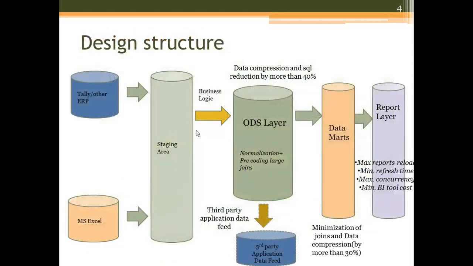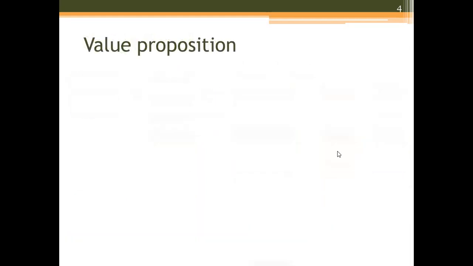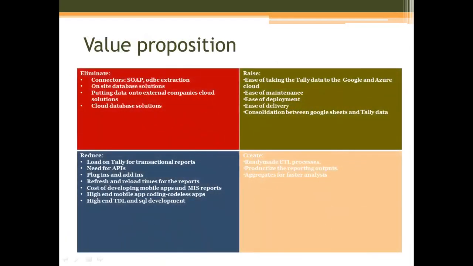So this is how we have designed the solution. Now, the value proposition here is that we are going to seek to eliminate connectors, swap, ODBC extraction. The on-site database solution, we will seek to remove it. Then we will put the data onto external companies' cloud solutions. The client wanted to keep the data within itself, and any cloud database solutions we will build. So we will be working specifically with Google spreadsheets. We prefer Google Sheets and Google Cloud because there are a lot of add-ins which are available freely, which you can pick up.